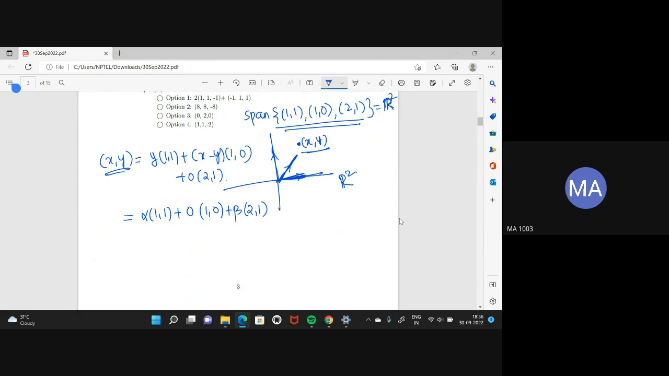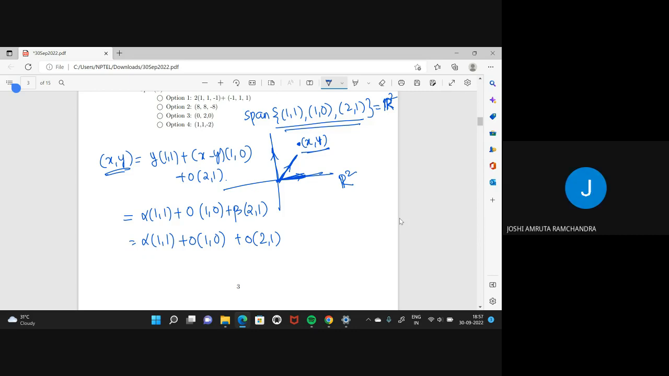Okay. But can you write it as alpha times 1 comma 1 plus 0 times 1 comma 0 plus 0 times 2 comma 1? No, no, ma'am, no. Any point in R2 cannot be written as alpha times 1 comma 1. For example, 2 comma 1 cannot be written as alpha times 1 comma 1, right? Yes, madam. You need at least two directions.